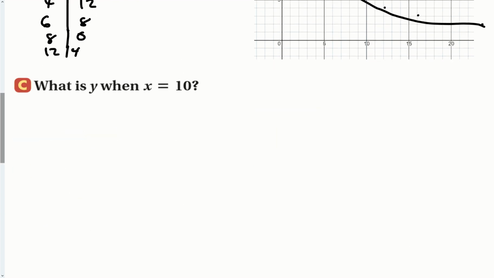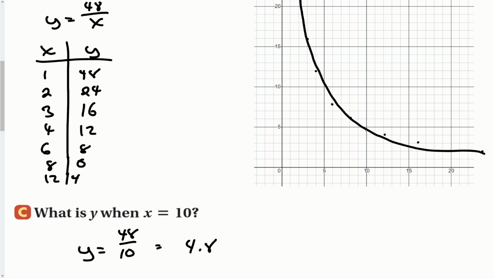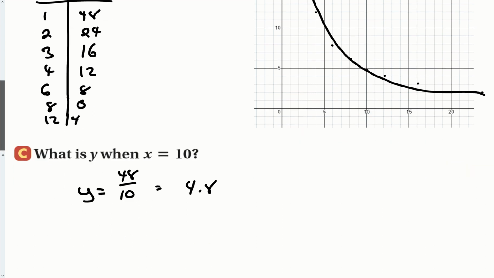Could we solve this part? What is y when x is equal to 10? Sure, I have my formula now. 48 over 10, which is going to be 4.8. Okay? And it's on my graph here. Okay, 10, 4.8. Oh, look at that. It's actually pretty close. Let's try a got it problem.